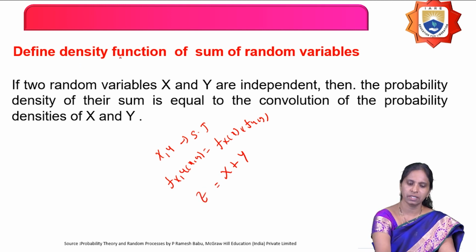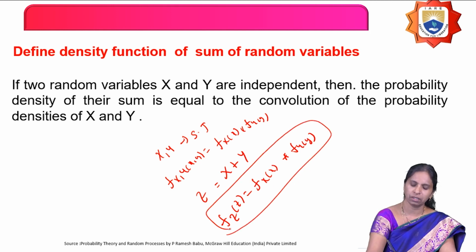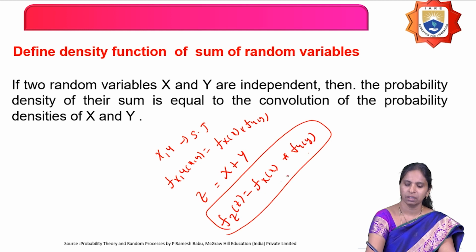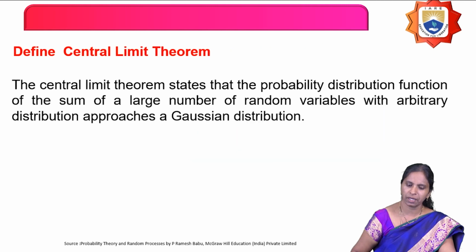So, the question is the density function of sum of random variables. fZ(z) is equal to the convolution of the probability density functions of X and Y. That is, fX(x) convolved with fY(y). This is called the density function of the sum of two random variables. The same thing you can extend up to n random variables also. Therefore, the density function of the sum of random variables is equal to the convolution of their probability density functions. That is the definition of the density function of sum of random variables.